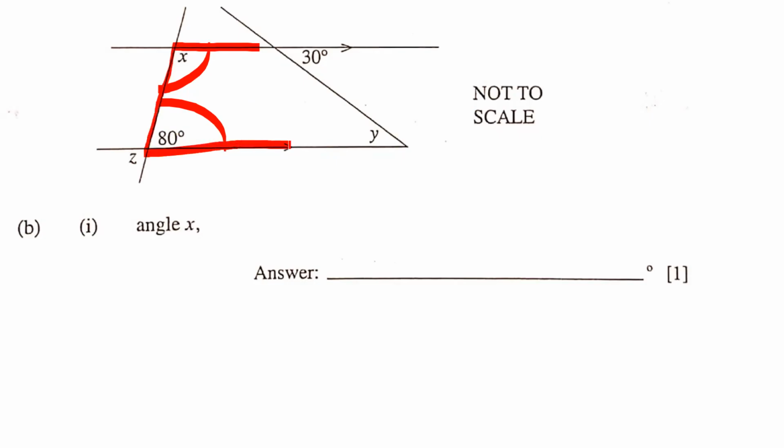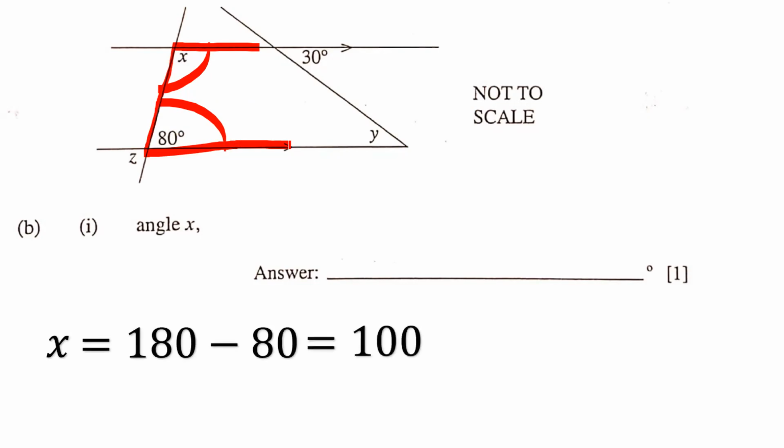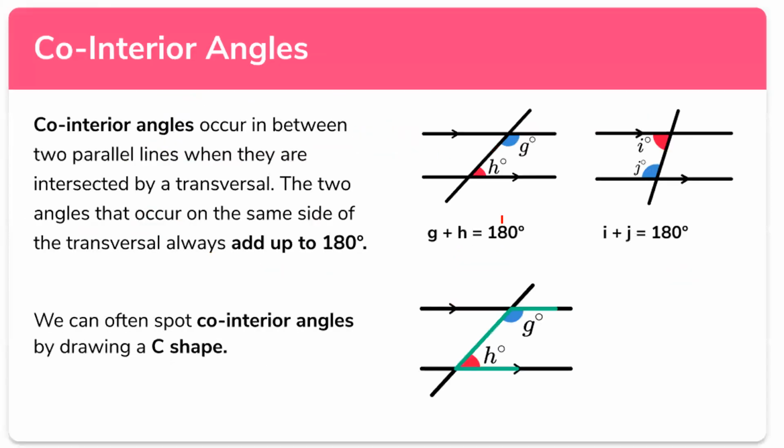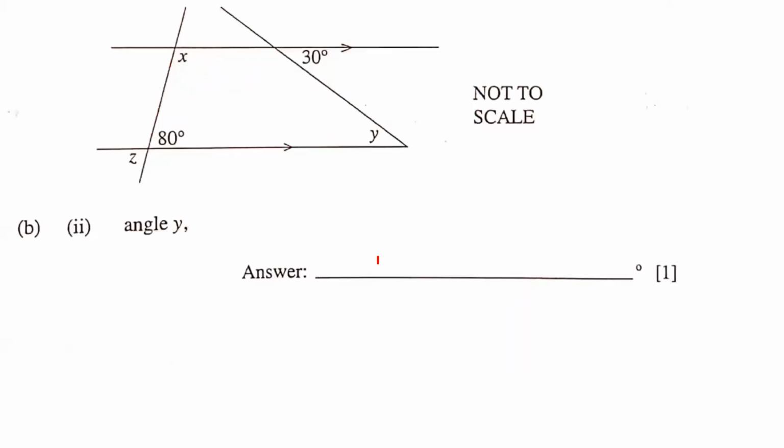You can see it. And so that means we have to subtract from 180 degrees, because co-interior angles add up to 180 degrees. And so 180 degrees minus 80 is going to be 100. And so X is equal to 100. That's the value of X. Just to show you co-interior angles, you notice that they form the C. And like we said, we can get them by drawing a C shape, and they add up to 180 degrees. And that's what we were trying to explain in the first question.